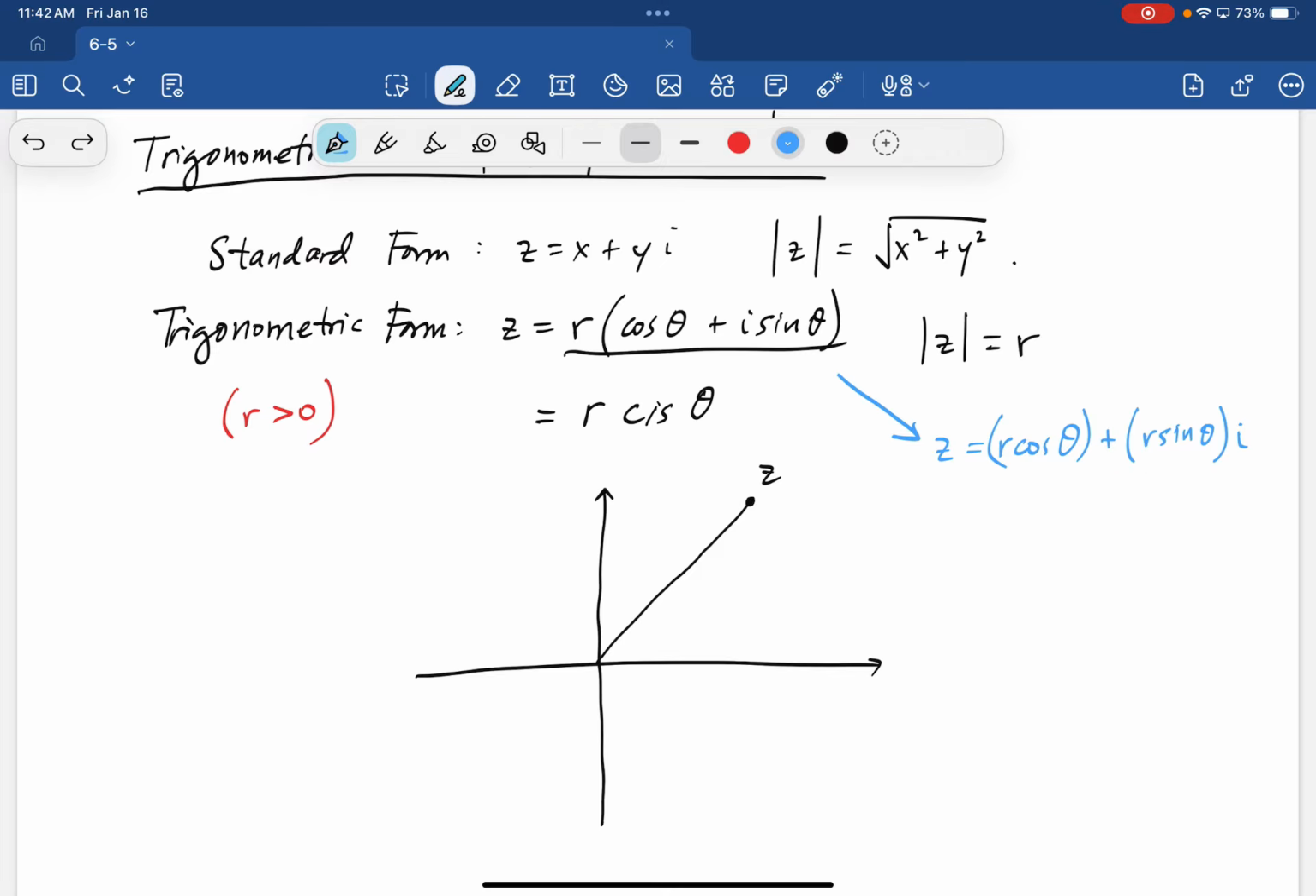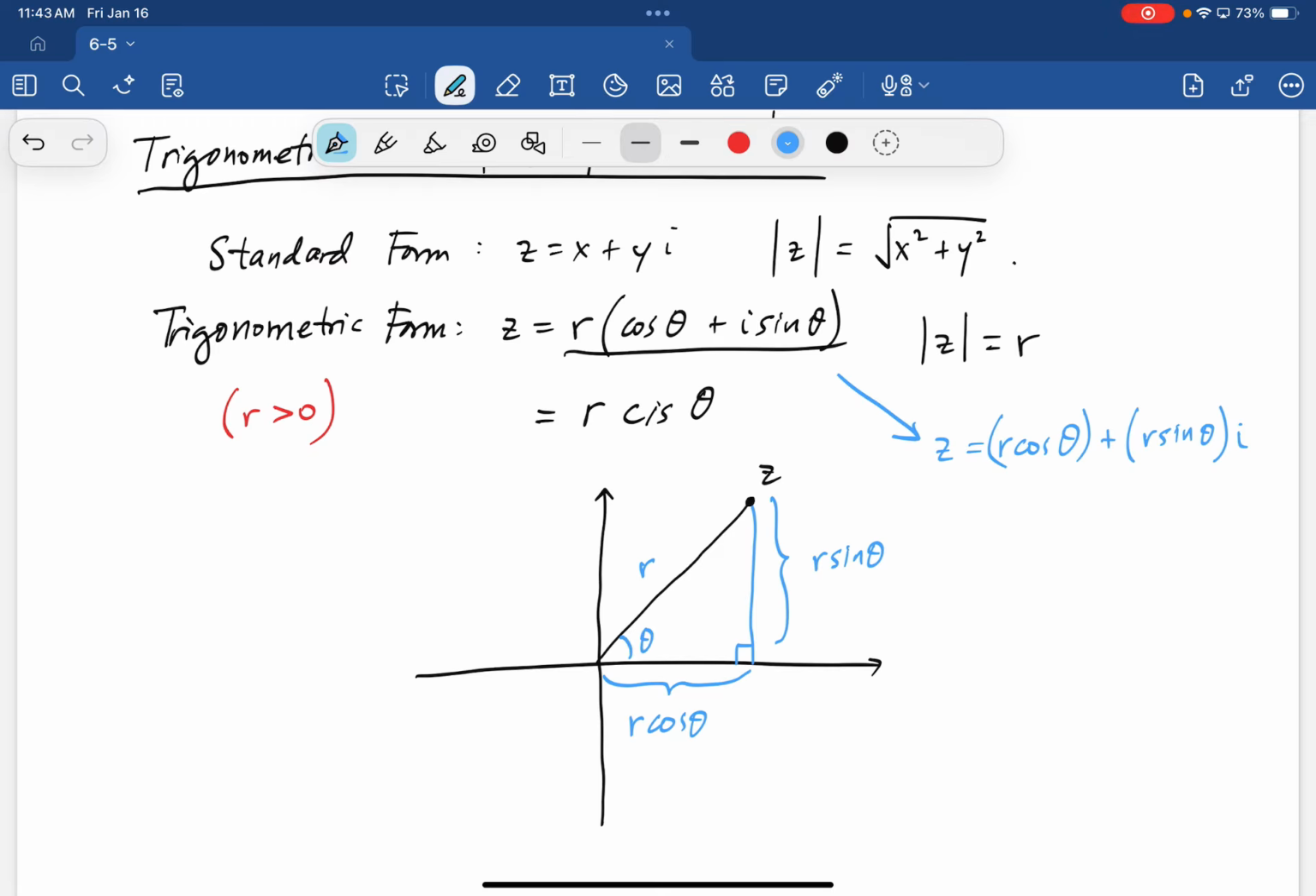So how would we plot that? On this diagram, this length here is the real part, and so that would be r cosine theta. And then this length here is the imaginary part, so that would be r sine theta. And if we were to calculate the hypotenuse, that would be r, right? And so what does that tell us about this angle? This is theta.